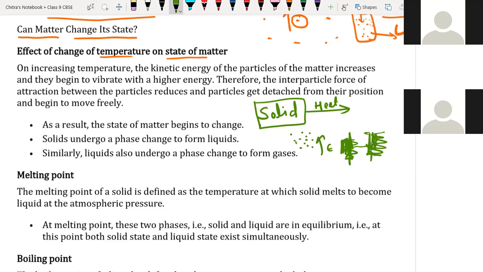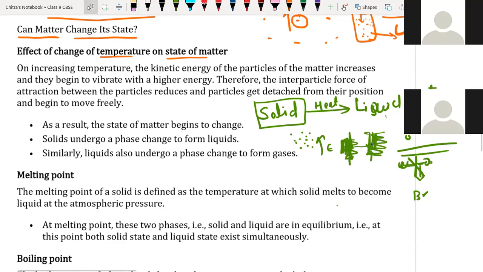Both particles will vibrate like this in all possible directions. Due to vibration, the force of attraction working between these two particles becomes loose and finally breaks down, due to which solid converts into liquid. If that bond becomes weak, then solid turns into liquid. On further heating, that bond breaks completely and particles get separated and start mixing into the air. That means liquid converts into gas.